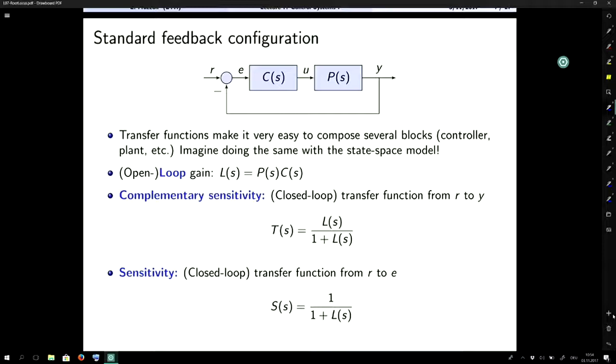Okay, so I'm just doing the algebra, right? Oh, sorry, I forgot here there should have been a C of S, okay? Now, P of S times C of S is what we call the loop transfer function. So this is actually L of S, right? So this is actually equal to L of S times R bar minus Y bar e to the power st, okay?